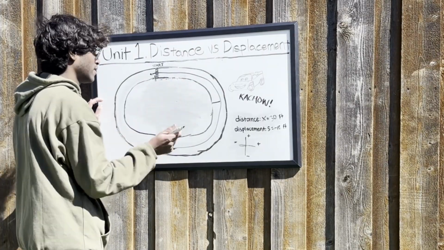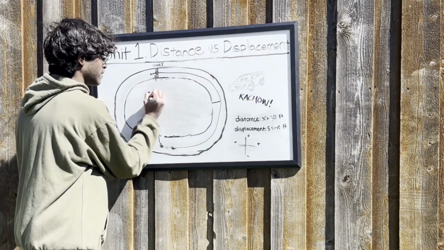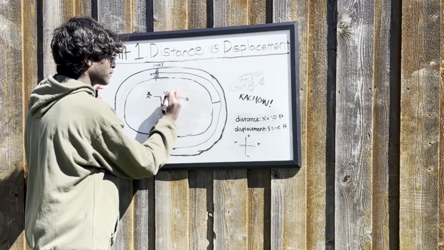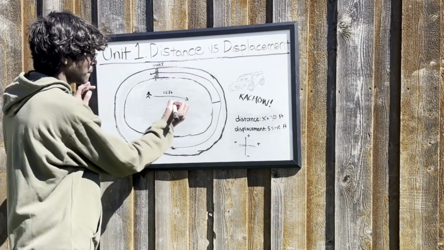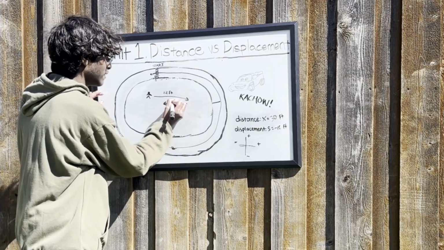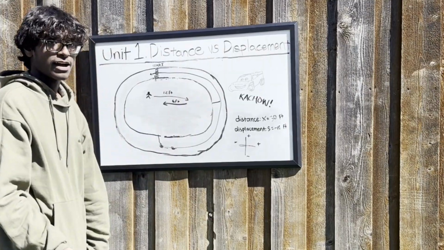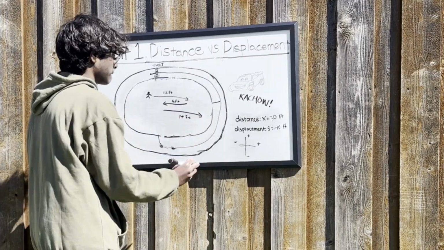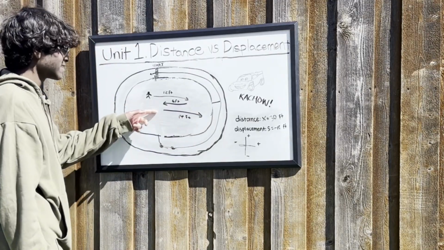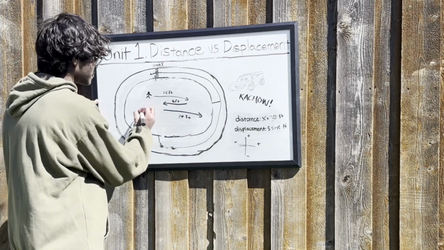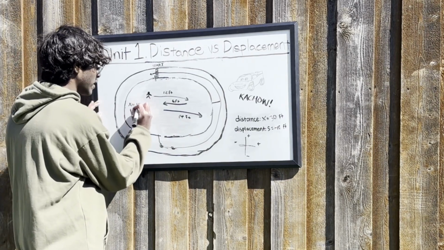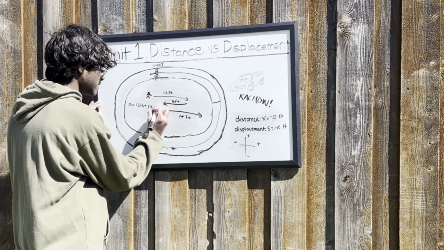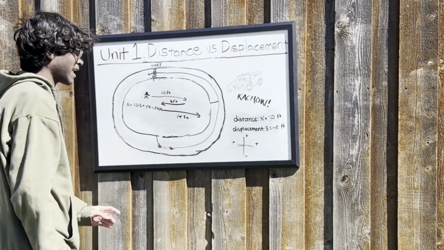Say we got Jeff right here. This is Jeff. He goes 12 feet this way. But then he decides to go back 8 feet. And then he decides to go this way 14 feet from there. What is his distance? Well, just add them together. Now X equals 12 plus 8 plus 14, which is 34 feet as his distance.